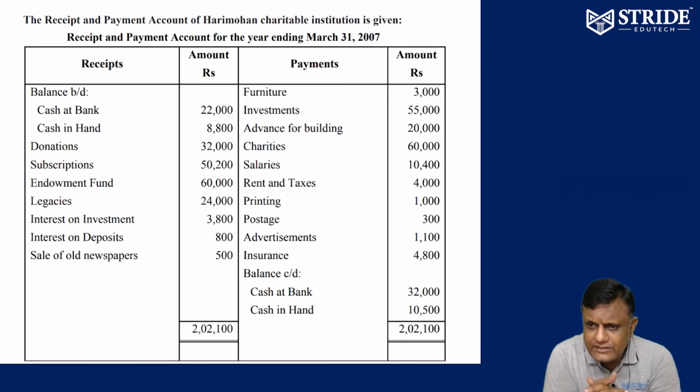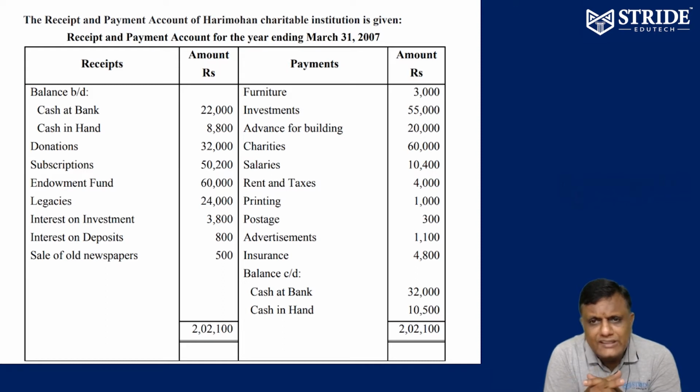Charity paid, expenditure, 60,000. Salaries paid 10,400, expenditure. Rent and taxes paid 4,000. Printing paid 1,000. Postage paid 300. Advertisement paid 1,100. Insurance paid 4,800. What is closing cash at bank? 32,000. What is closing cash in hand? 10,500. So receipts are equivalent to payments.